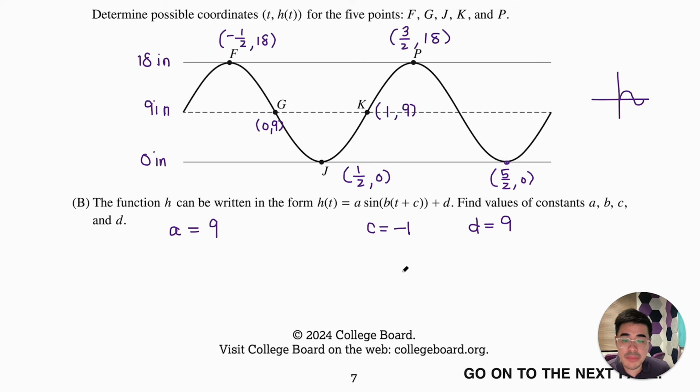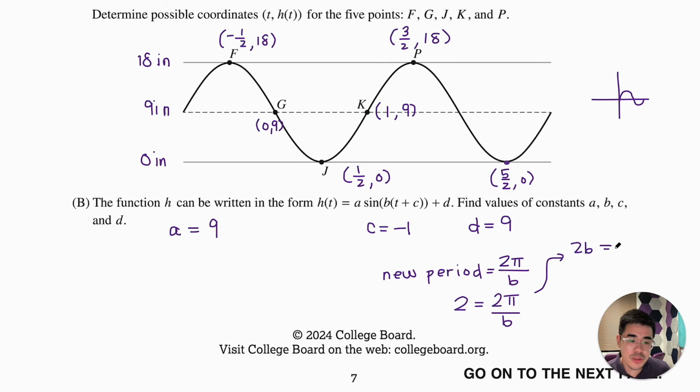And to calculate B, we take our new period, and then we set that equal to 2 pi divided by B. B is also known as our frequency, right? So our period is 2 seconds across, and so 2 is equal to 2 pi over B. And so then if we were to solve this, it'd be 2B is equal to 2 pi. Therefore, B is equal to pi.